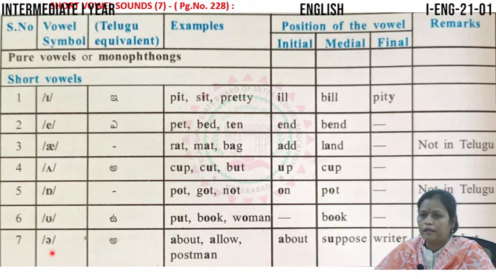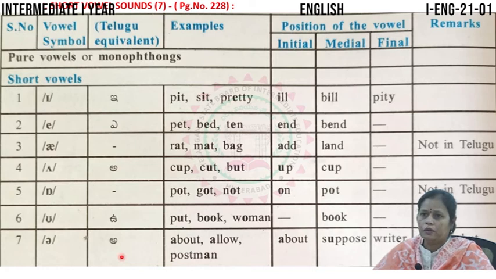Then this is again an O sound. Mostly it is available in initial and ending positions rather than in between, as in about, allow, postman, suppose, writer. R is silent, so it ends with this sound, writer. A similar but not identical symbol or sound is present in Telugu.